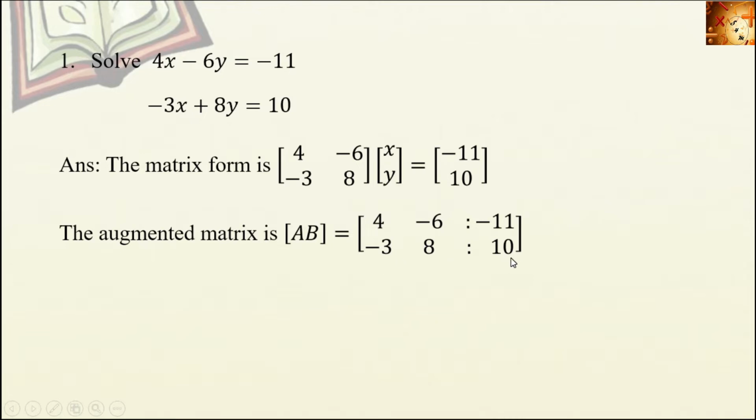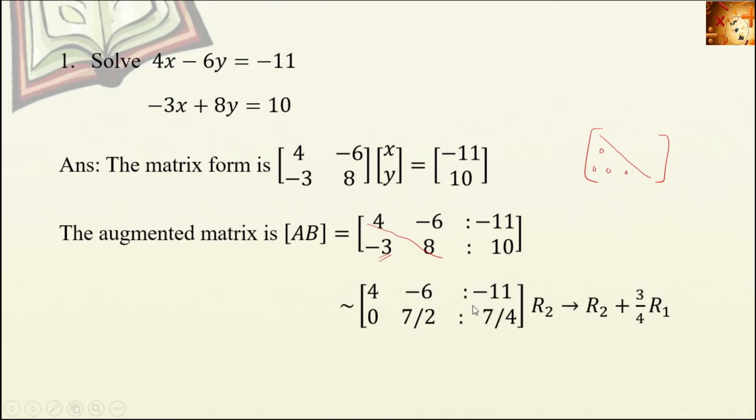Next, we want to make this matrix into an upper triangular form using these elementary transformations. Upper triangular form means a matrix whose elements below the diagonal are 0. This type of matrix is an upper triangular matrix. So here we want to make the elements below the diagonal 0. Here this is the diagonal, so we want to make this minus 3 as 0.